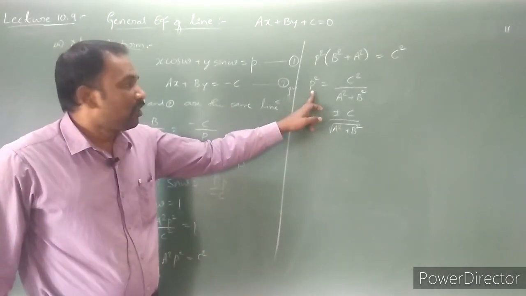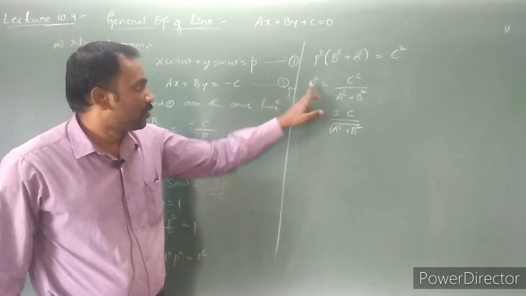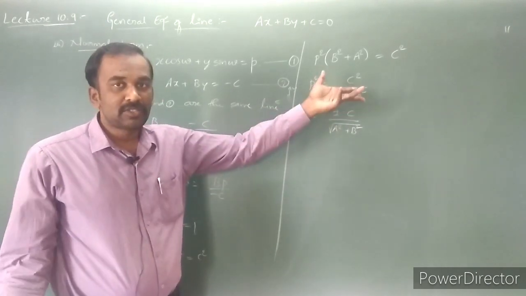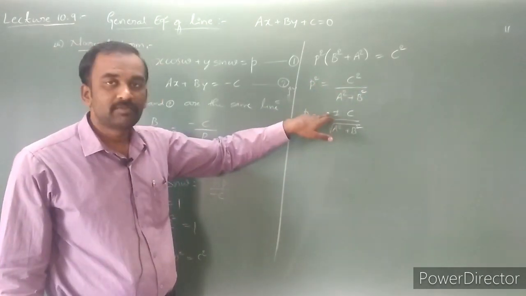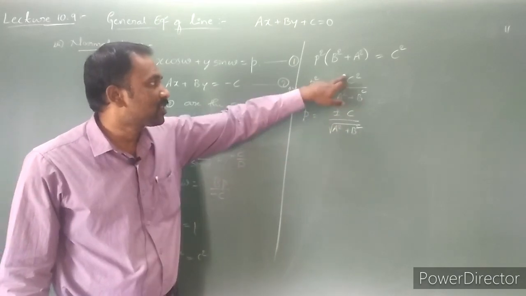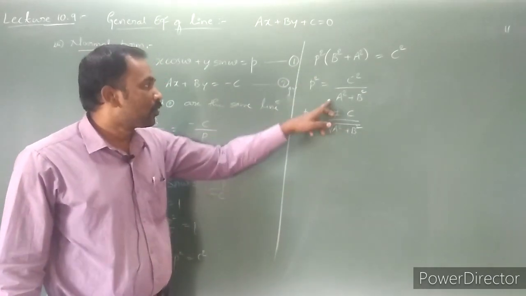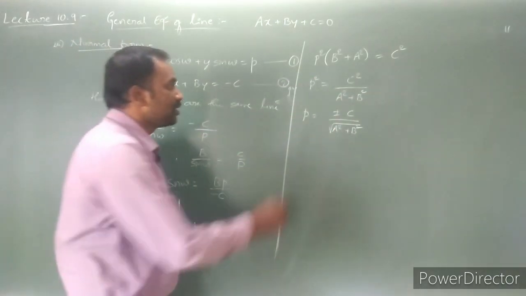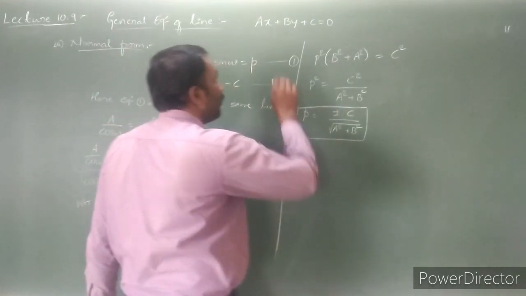Taking the square root on both sides, the root cancels the square of p, plus or minus, positive or negative, we don't know. Keep both values, positive and negative. Root of c square is c, over root of a square plus b square. This is the p value we got.